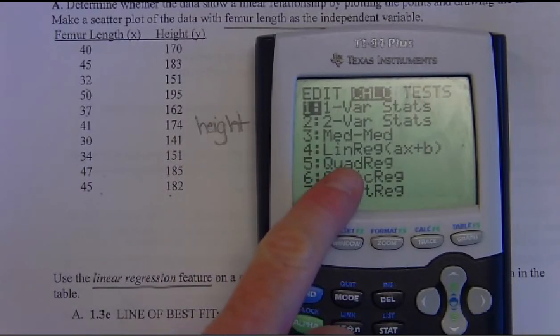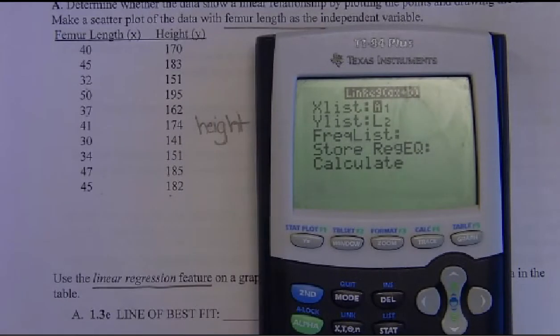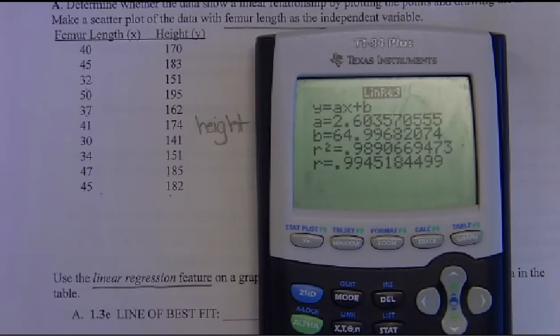to find a linear regression line, which is number 4. So you can hit number 4. Everyone's calculators might look a little bit different here, but you have to scroll down and hit enter until you get your linear regression line on your calculator.